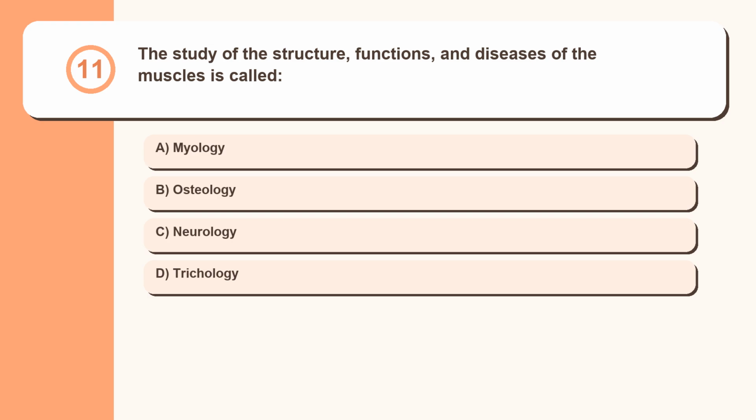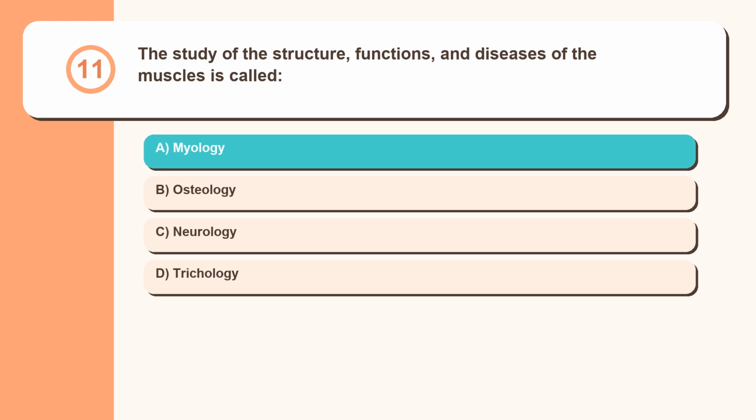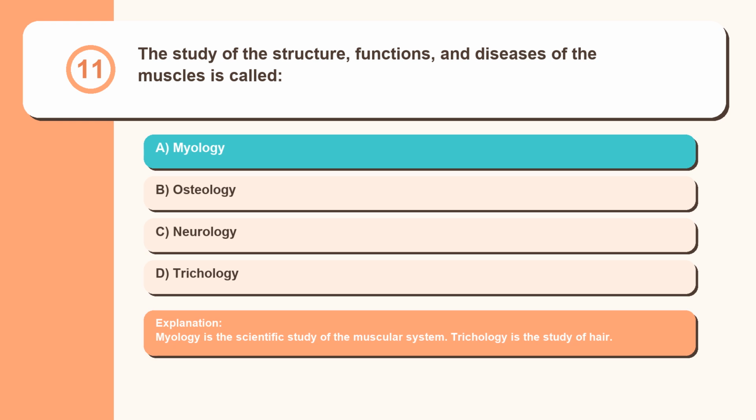Question 11. The study of the structure, functions, and diseases of the muscles is called myology, osteology, neurology, trichology. Myology is the scientific study of the muscular system. Trichology is the study of hair.